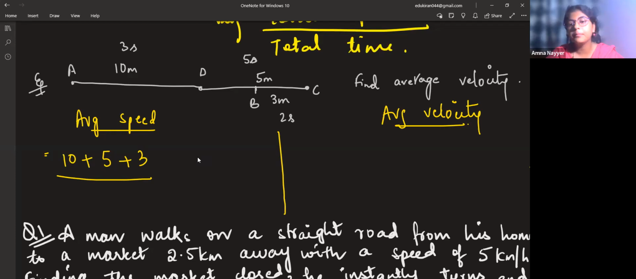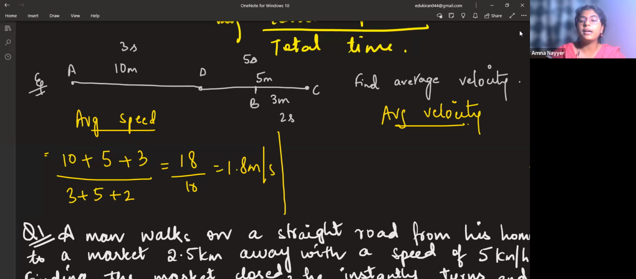Total time: 3 seconds plus 5 seconds plus 2 seconds. 10 seconds. So this is 18 divided by 10, which is 1.8 meter per second. So this is total distance by total time.